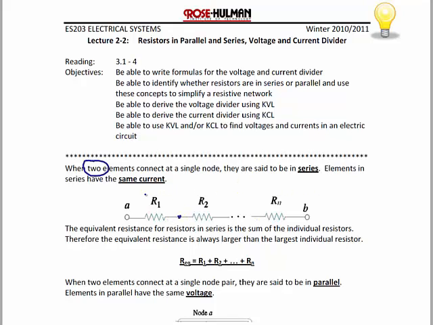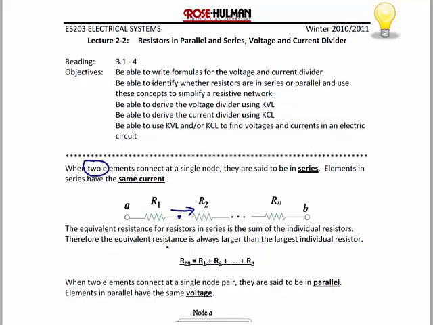Elements that are in series have the same current, which means the current would flow from R1 to R2. If I added a third resistor at the same node, that would not be true, and they would not be in series. So conversely, same current means series, or two elements meet at a node, they are in series.